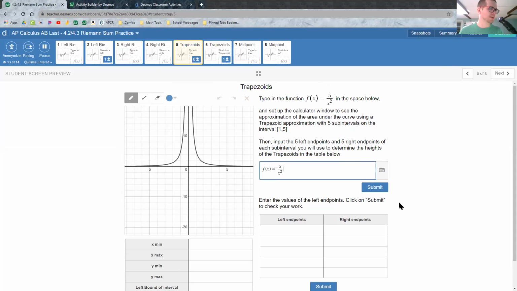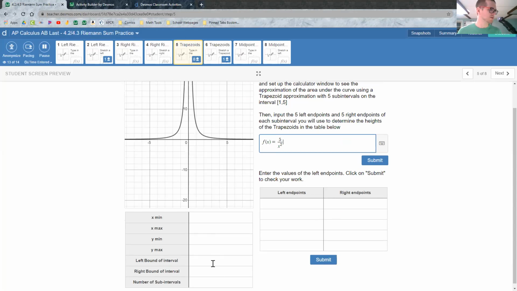And then we're going to set up the calculator window so we can see the approximation of the area under the curve using a trapezoid approximation with 5 subintervals on the interval 1 to 5. So thinking about that real quick, we have an interval that has a width of 4, and we're going to put 5 equal subintervals in there. So 4 divided by 5 should be 0.8. So that's something to keep in mind later. But let's put our left bound and right bound in here. My left bound is 1, my right bound is 5. I'm going to put 5 of them in here.